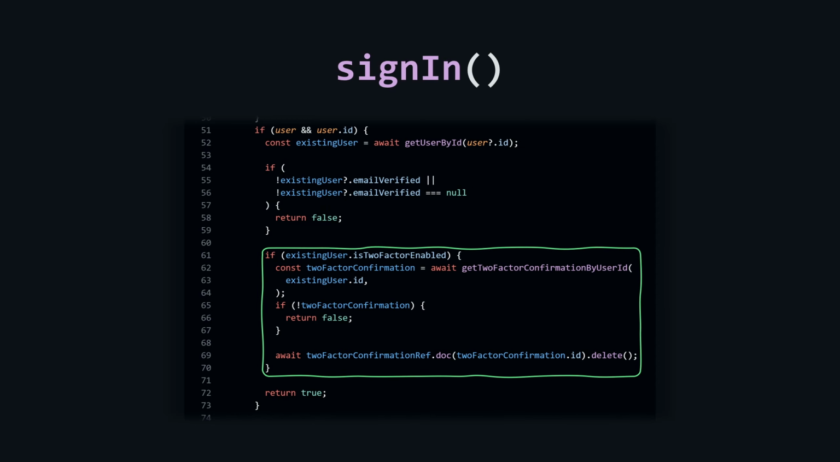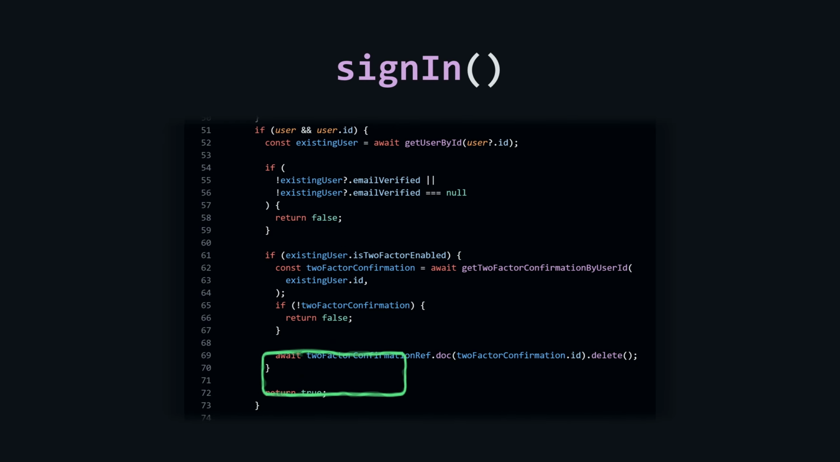Then moving down, if the existing user has two-factor authentication enabled, we await getting the two-factor confirmation by user ID. That's again another database query. If there's no two-factor confirmation, we return false. If there is, we await the query to delete the two-factor confirmation in this case. We can then return true.